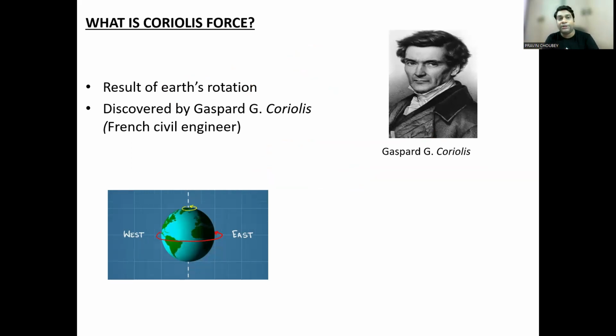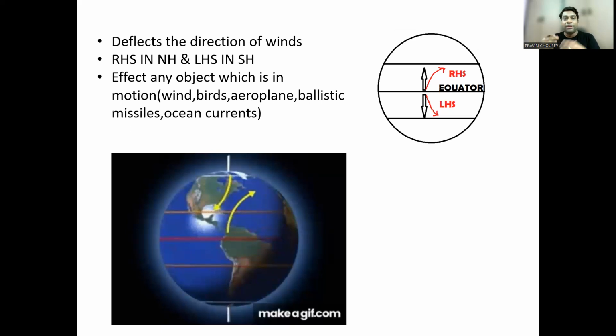Okay, now the most important thing is what rotation. Where is the wind changing direction, in what rotation? So first we have to understand that the wind deflects its direction because of this rotation of the earth. Whatever wind is in motion, it deflects its direction. Okay, in the northern hemisphere, the wind will deflect to the right-hand side, and in the southern hemisphere, the wind will deflect to the left-hand side.